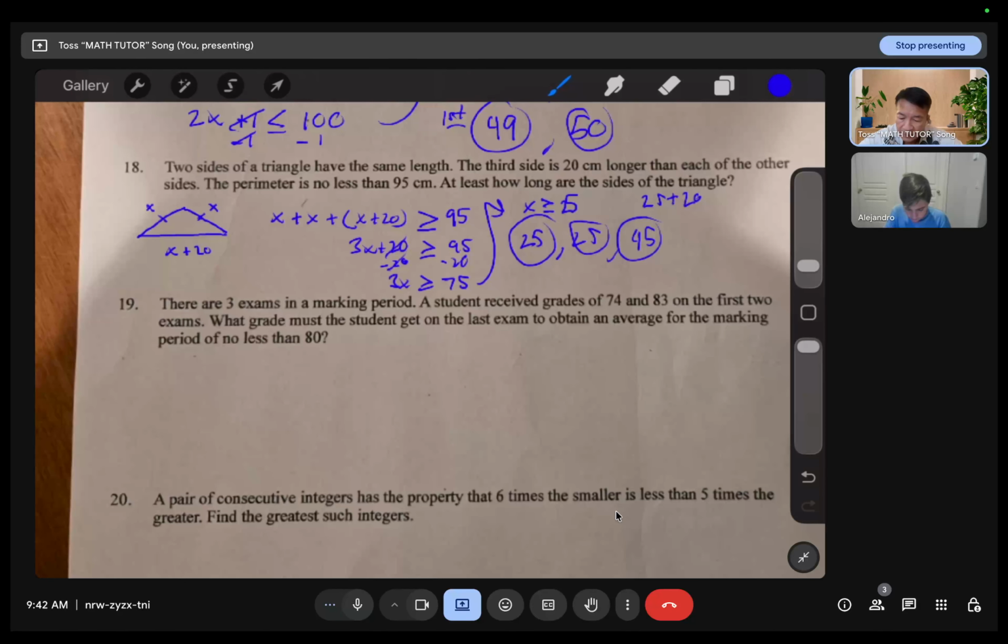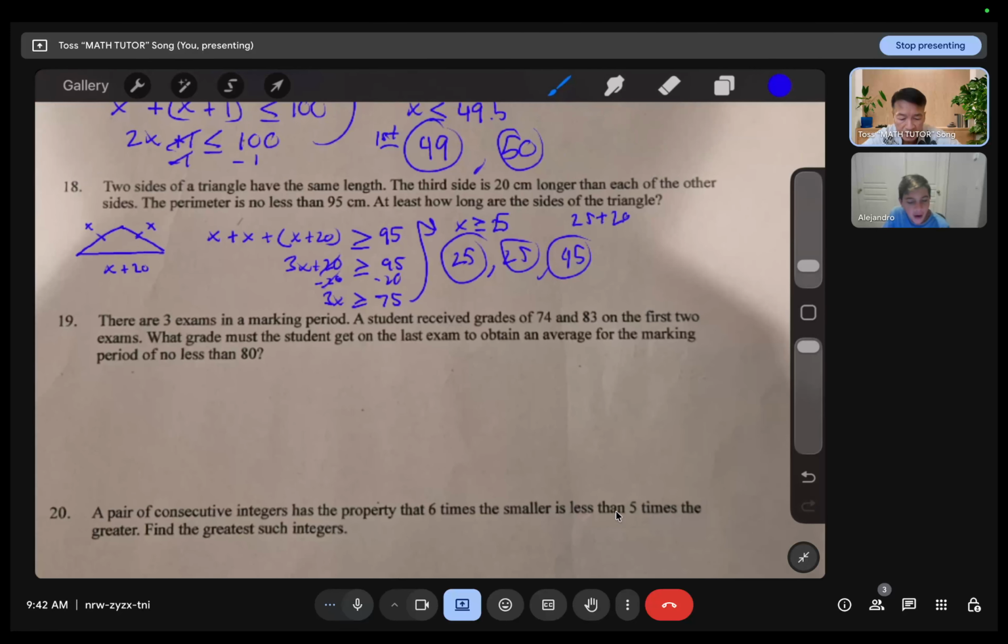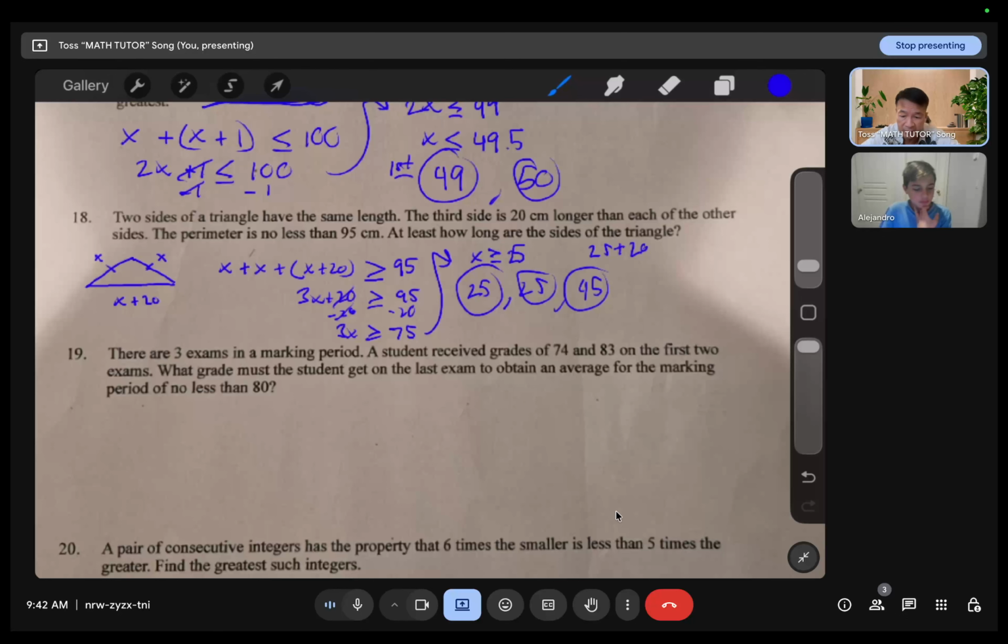Number 19. There are 3 exams in a marking period. A student received grades of 74 and 83 on the first 2 exams. This is very important. You get this every year, so you have to know how to set it up. What grade must the student get on the last exam to obtain an average for the marking period of no less than 80?